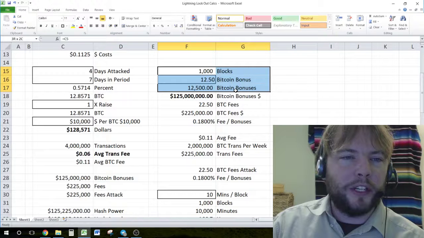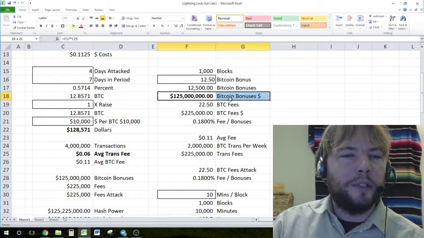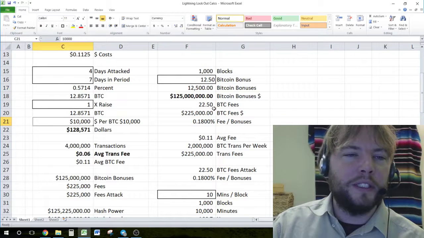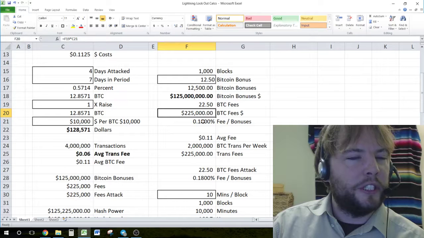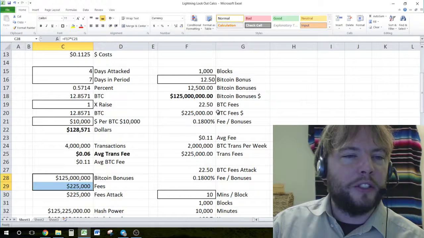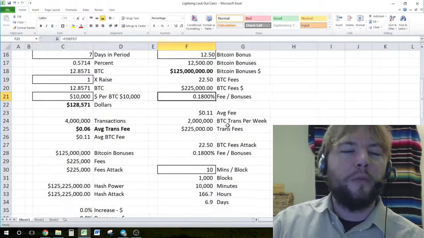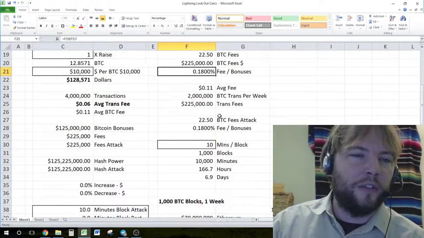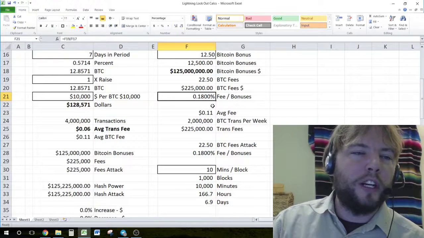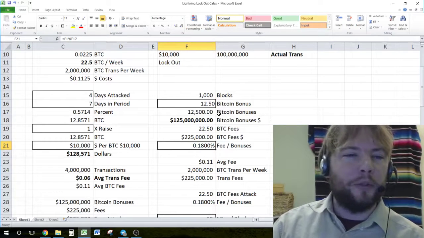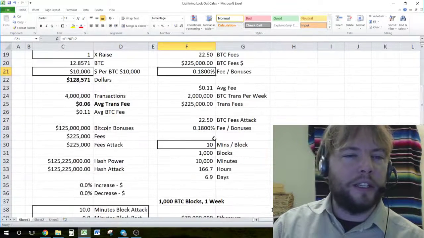And then this is regarding the Bitcoin bonuses here. During this week, we're going to pay out $125 million worth of Bitcoin bonuses, and we'll pay out $225,000 of transaction fees. You can see those two numbers right there. This comes out to a ratio of fees to bonuses of less than 1% in fees for bonuses. Now, we are actually going to want to keep that roughly the same long term, and I'll explain why, but it'll get kind of complicated, honestly.